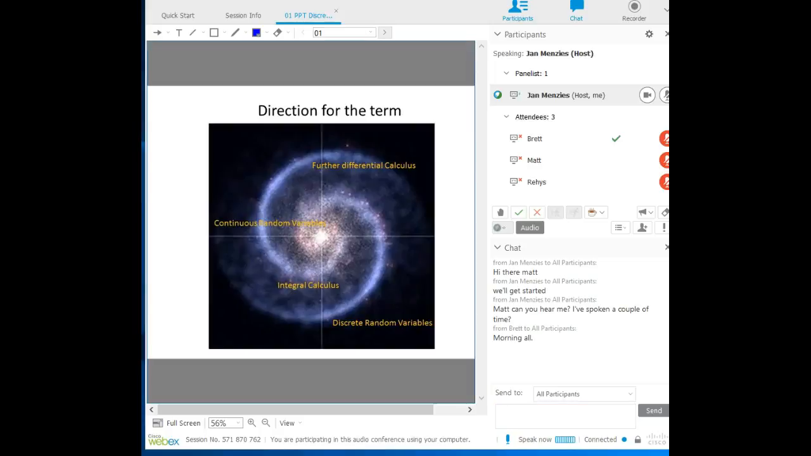Now, I'm not sure if I did a slide. Yes, I did. So far in term 1, we've done further differential calculus. We're now about to start continuous random variables, and then we go to integral calculus. Integral calculus is the reverse to differential calculus. So you must be very confident with your differential calculus. Who is very confident with their diff calculus?